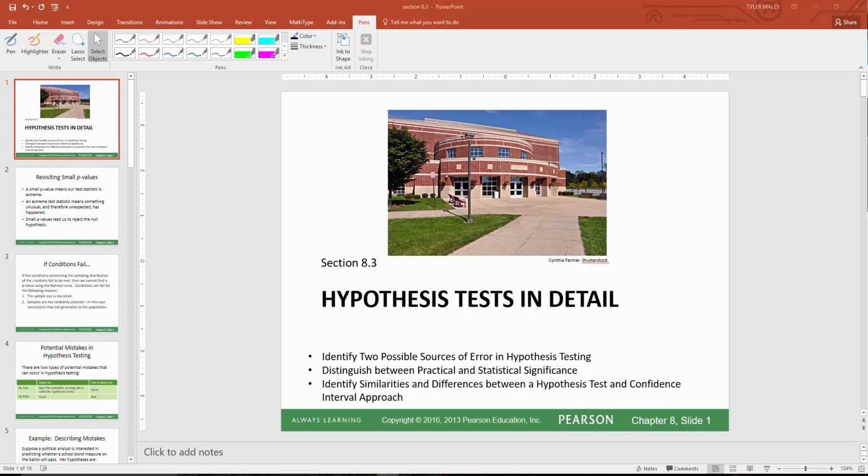All right, so the last section in Chapter 8 that we're going to cover is Section 8.3, which is titled Hypothesis Tests in Detail. So some things that we want to be able to do are identify two possible sources of error in hypothesis testing, be able to distinguish between practical and statistical significance, and also identify similarities and differences between a hypothesis test and a confidence interval approach.